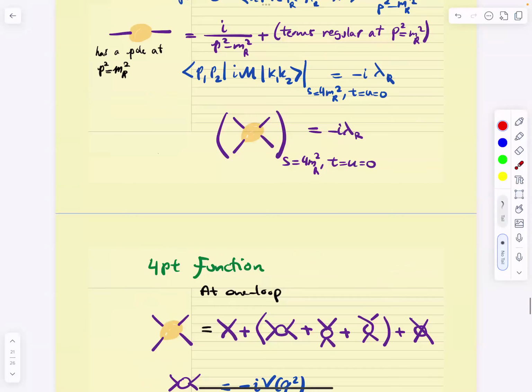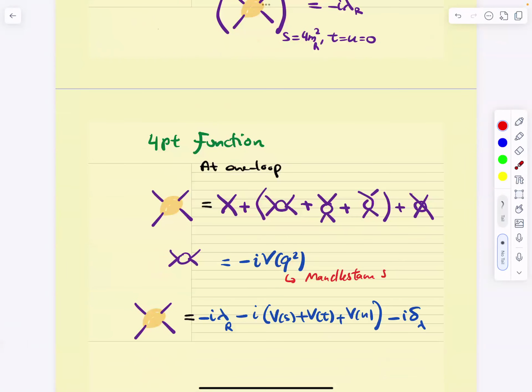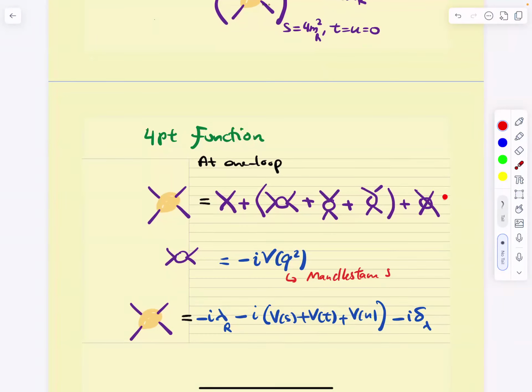The reason that this renormalization condition is like this for s equal 4m squared, these are the Mandelstam variables, right? S, t, and u, is that when you look at the 4-point function at one loop, you have this vertex plus these contributions of one loop. You also have the new vertex, the counter term for this guy. You have to add these terms.